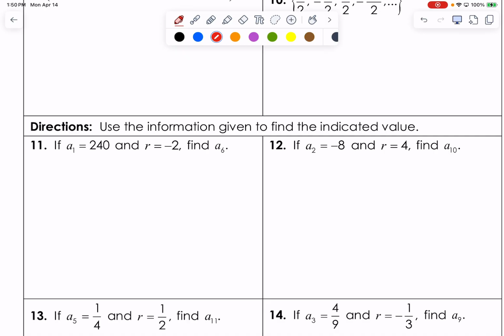All right, here we go. Use the information to find the indicated value. If a sub 1 is equal to 240 and r is equal to -2, is this easy enough to do? Use that information to find a sub 6. Give you 30 seconds. Go. Wait, I have to write down the formula. 30 seconds is plenty of time.